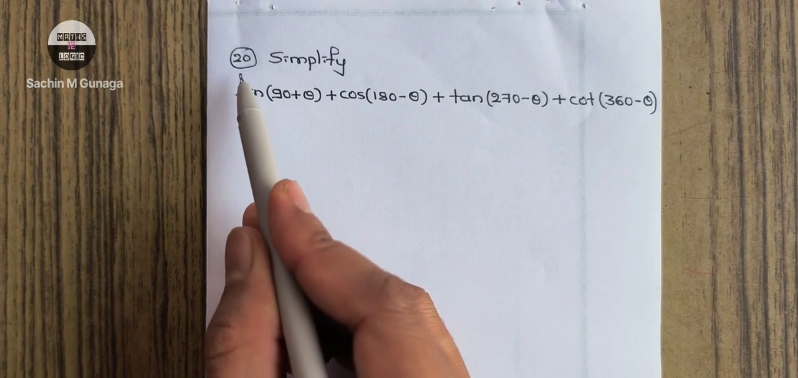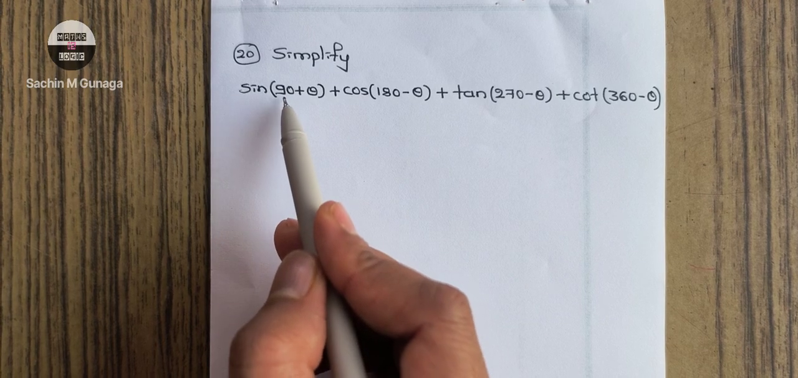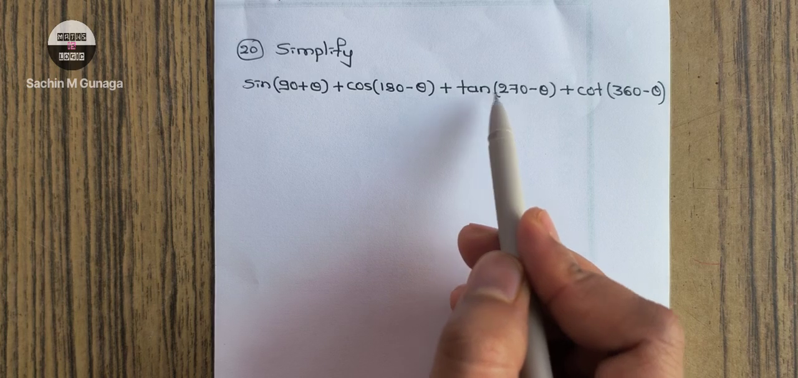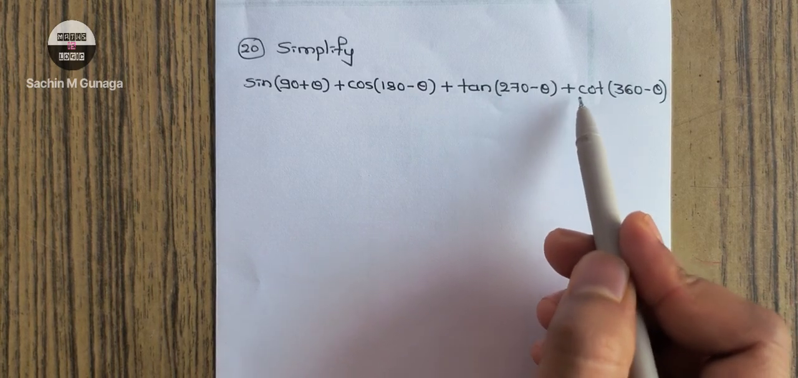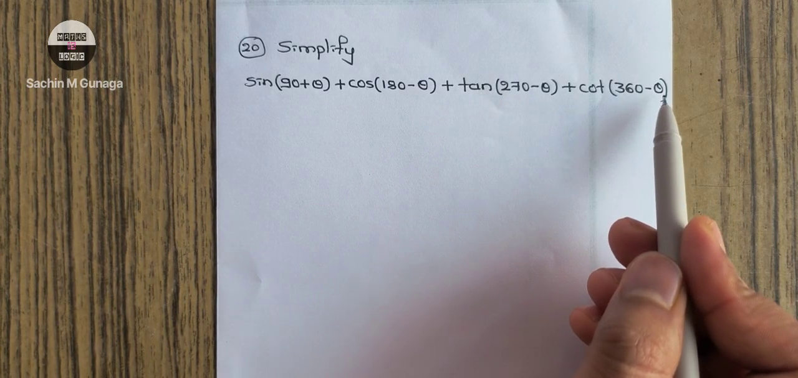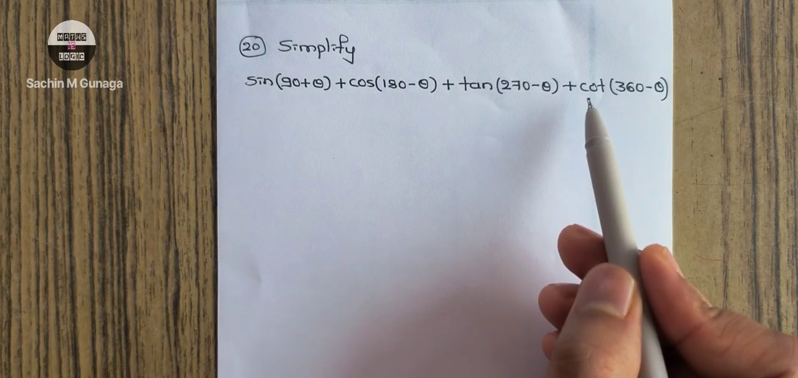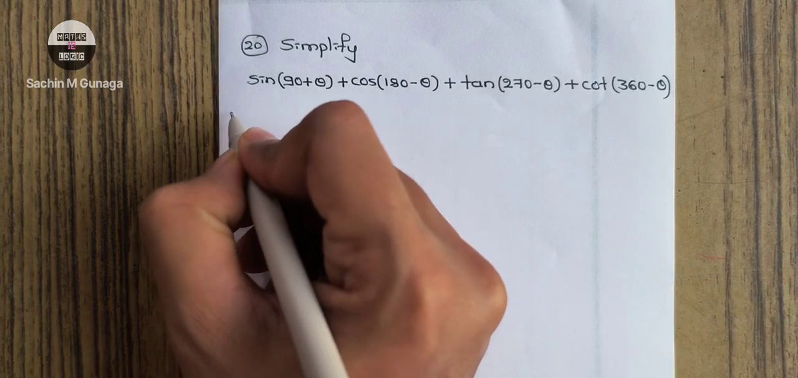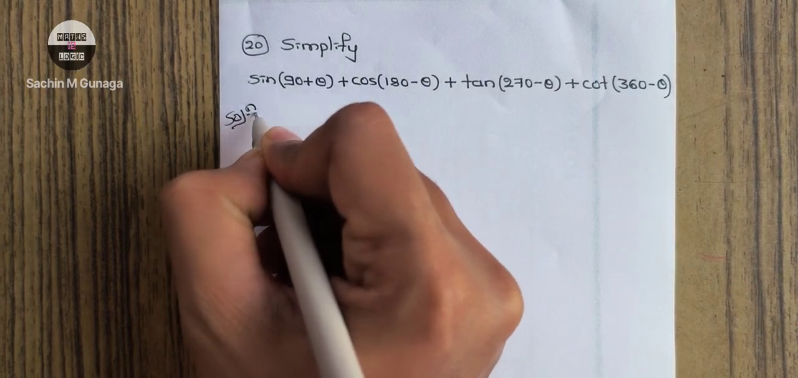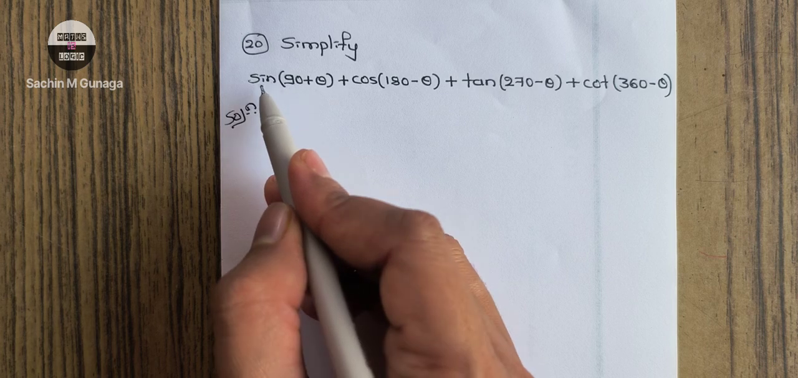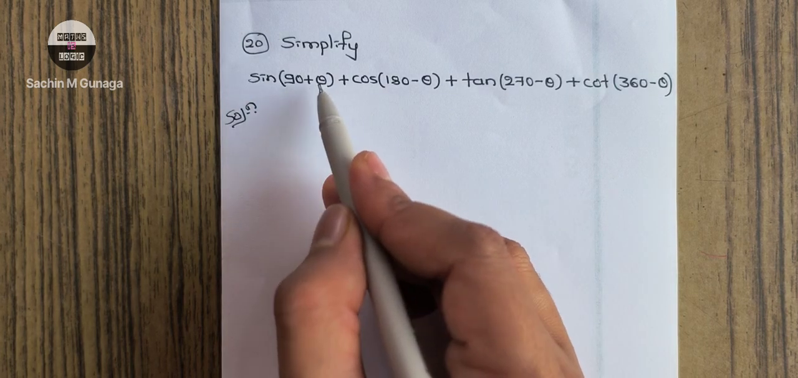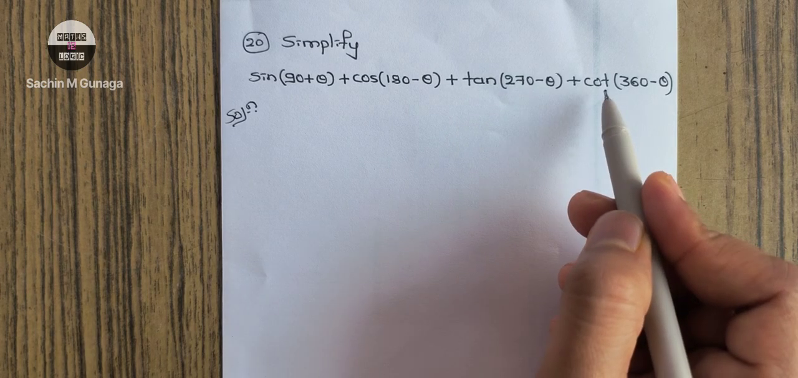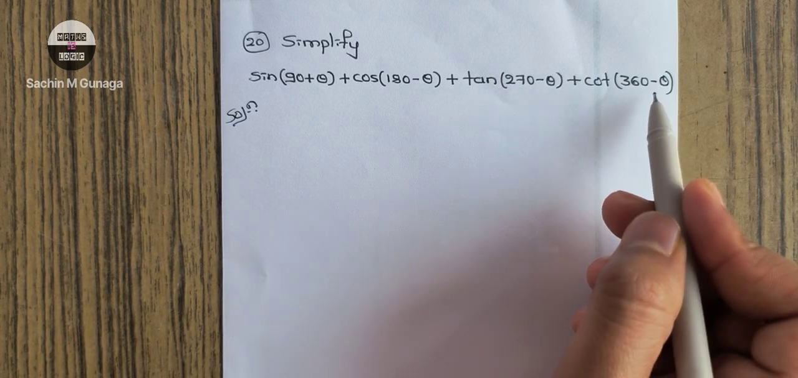Next, question number 20. Simplify sine 90 plus theta plus cos 180 minus theta plus tan 270 minus theta plus cot 360 minus theta. So these given examples we are going to solve by using allied angles. So here in the solution, first individually we will find out the values, that is sin 90 plus theta, cos 180 minus theta, tan 270 minus theta, and cot 360 minus theta.